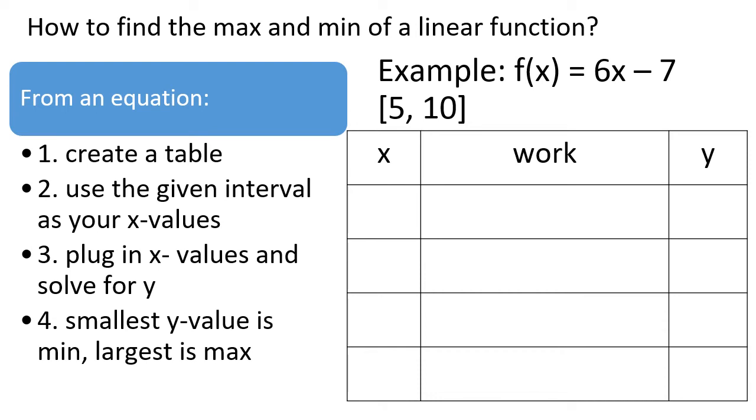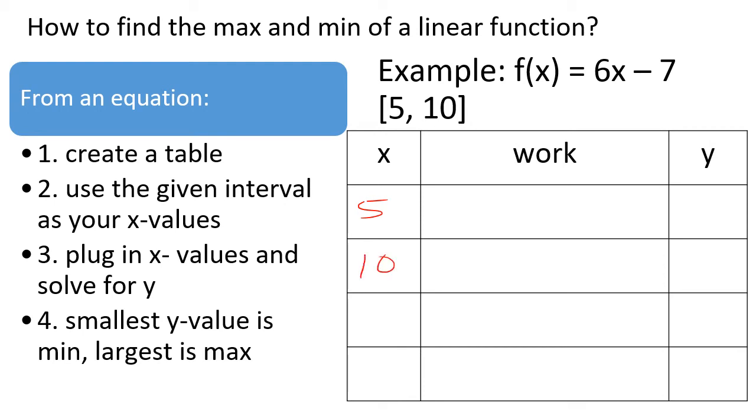Alright, so we're going to talk about how to find the maximum and minimum of a linear function. When you're looking for the maximum and minimum of a linear function, you're going to create a table, using the given interval as your x values. So we are given the interval 5 to 10. Plug in x values and solve for y. The smallest y value is your min and the largest is your max. So I have 5 and I have 10. And I'm going to plug them in.